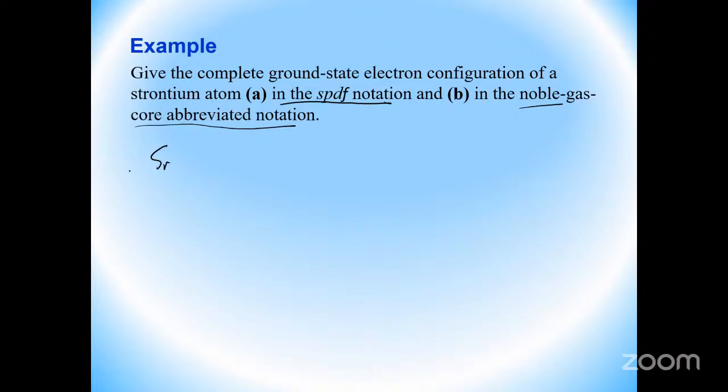What's the atomic number of Sr? 38. Okay. So let's do the SPDF notation first. 1s2, 2s2, 2p6, 3s2, 3p6, 4s2. All right. So that's 20. And then 3d10. So that's 30. What's the next sublevel after 3d?